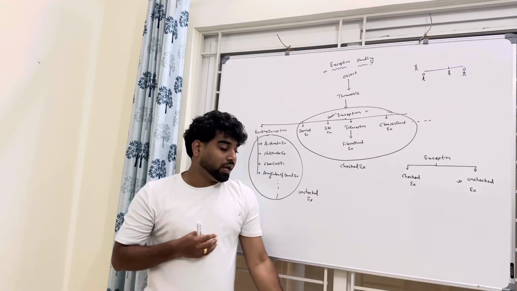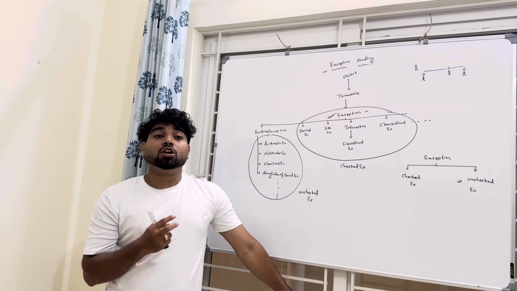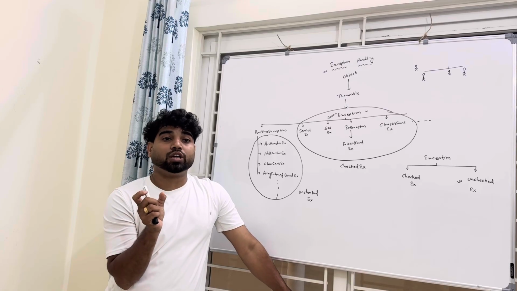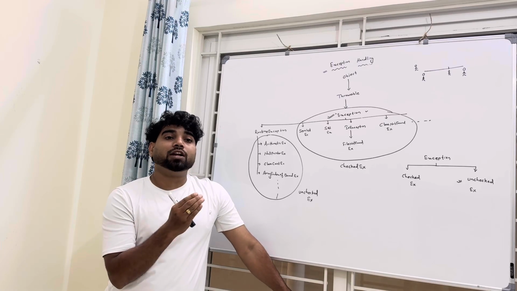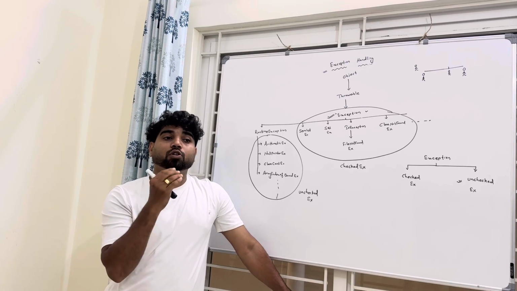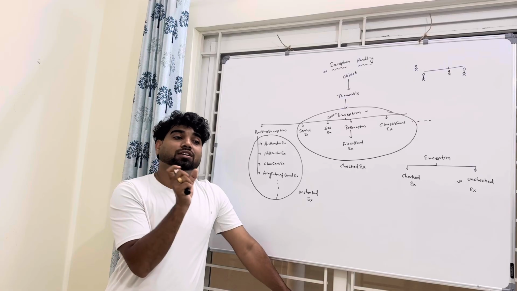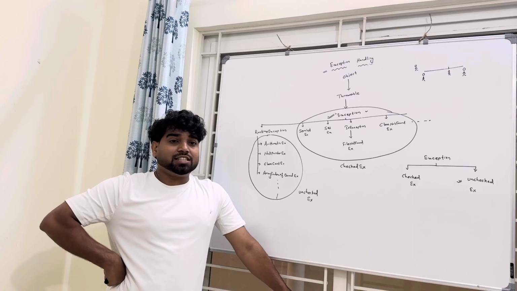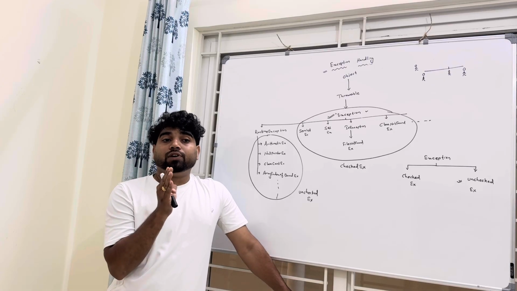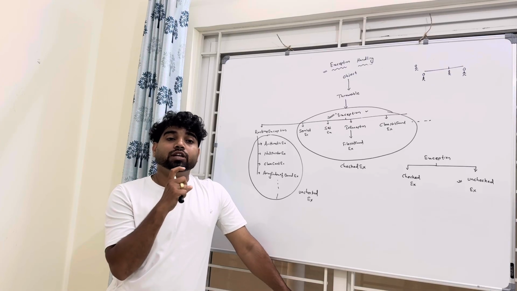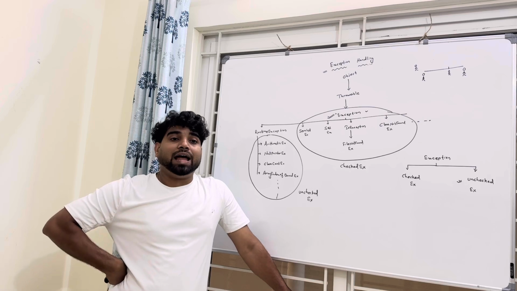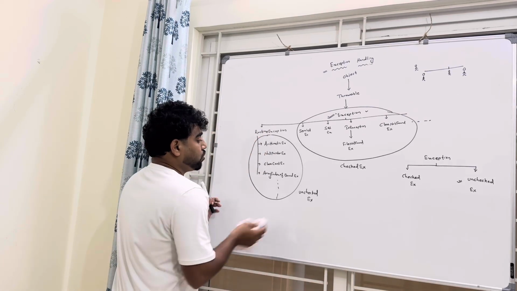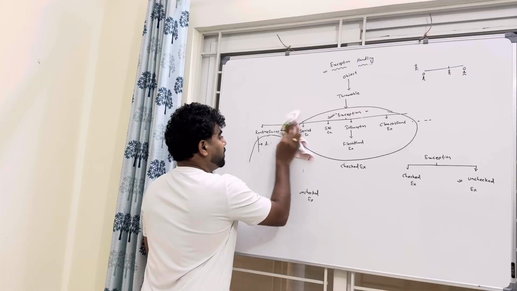So that is why a checked exception means the compiler will force you to handle the exception. The compiler already knows that because of some piece of code you might get an exception. If you are writing that piece of code, then the compiler will force you to handle the exception. Okay, let me try to explain through a program. You will be able to understand.